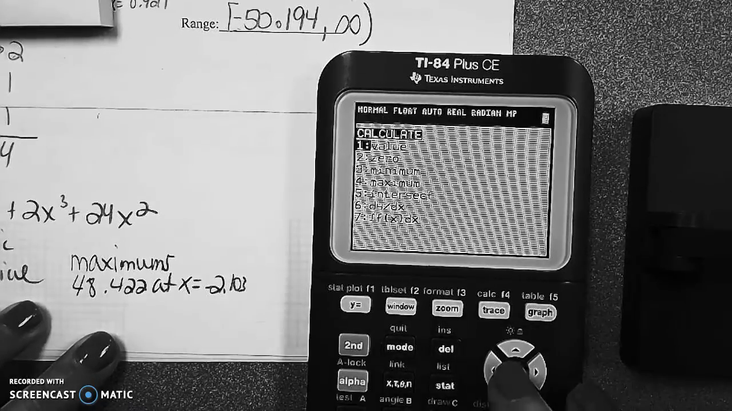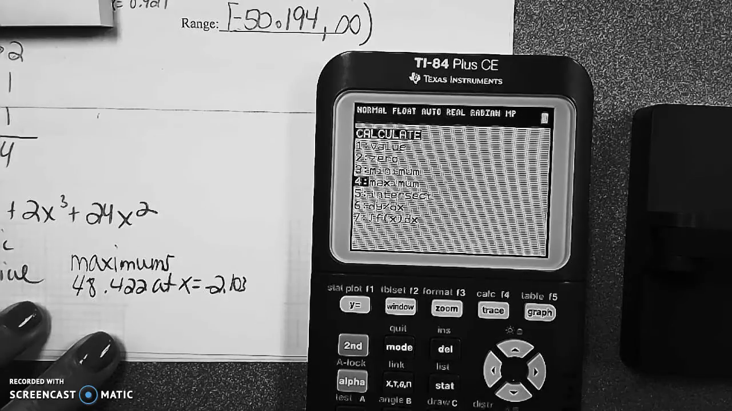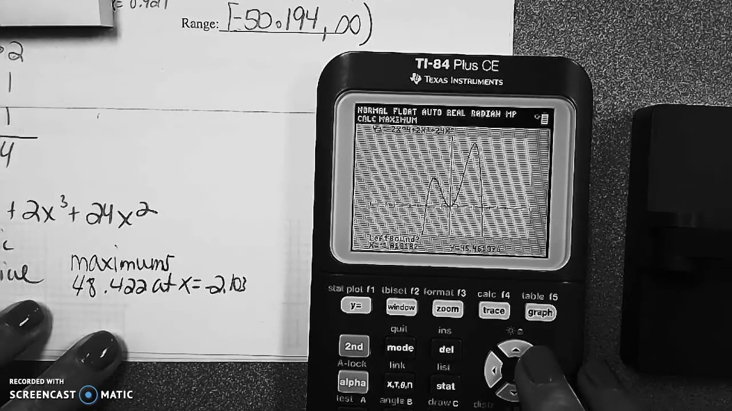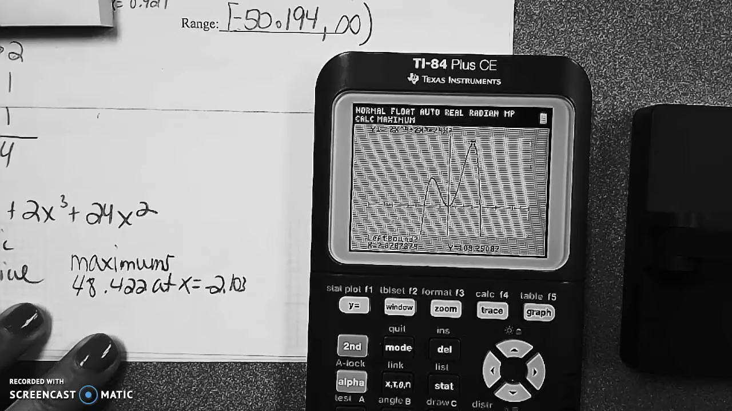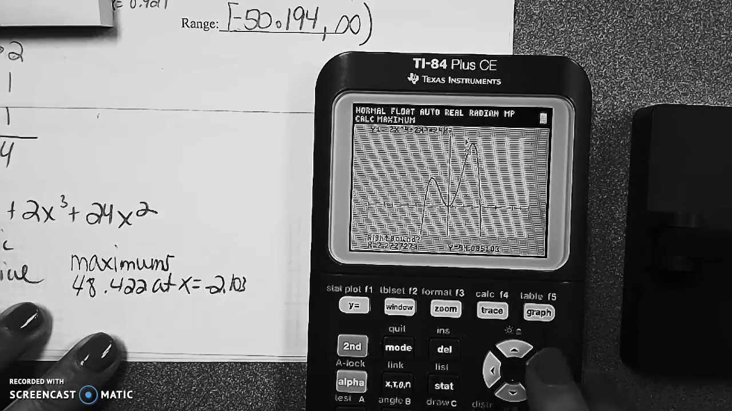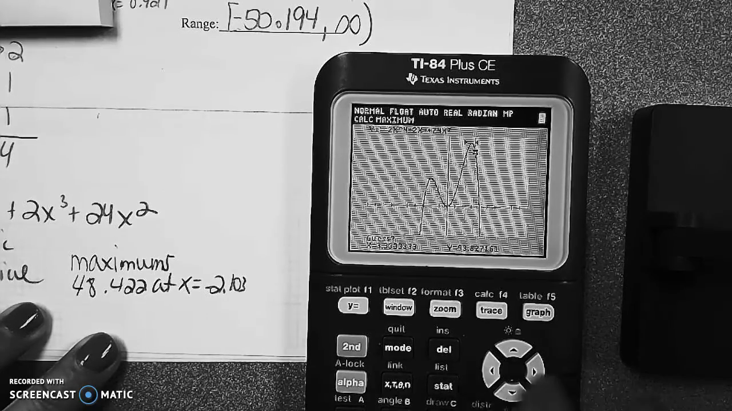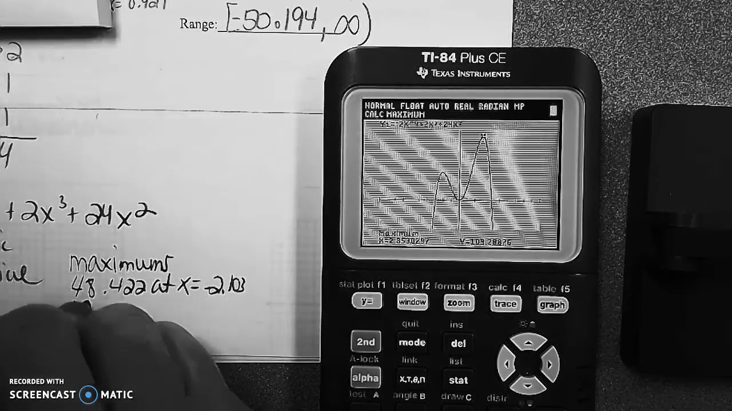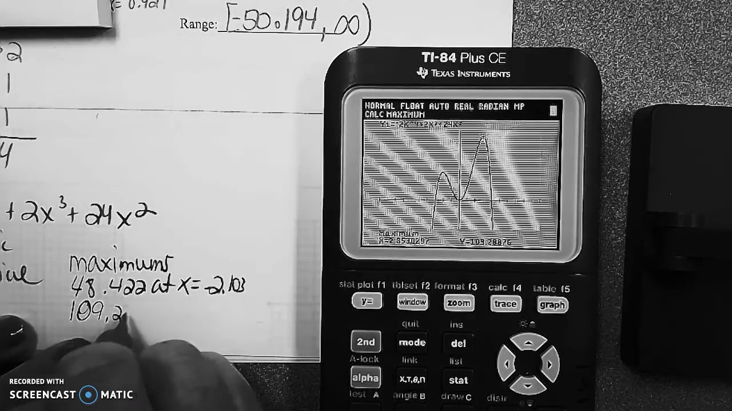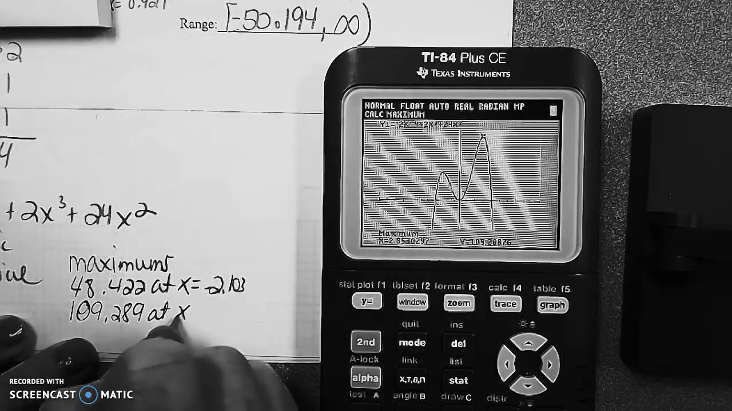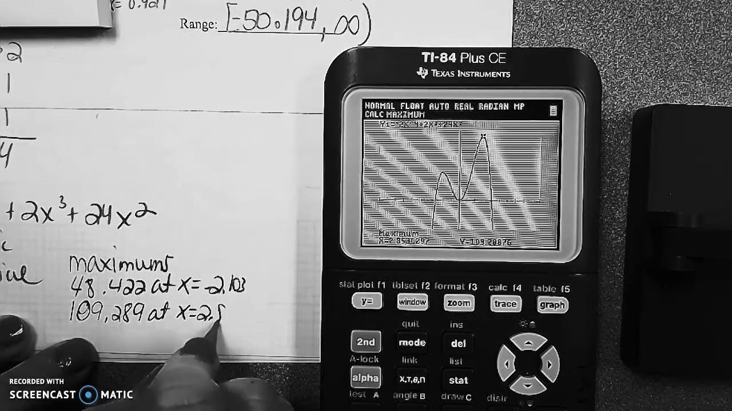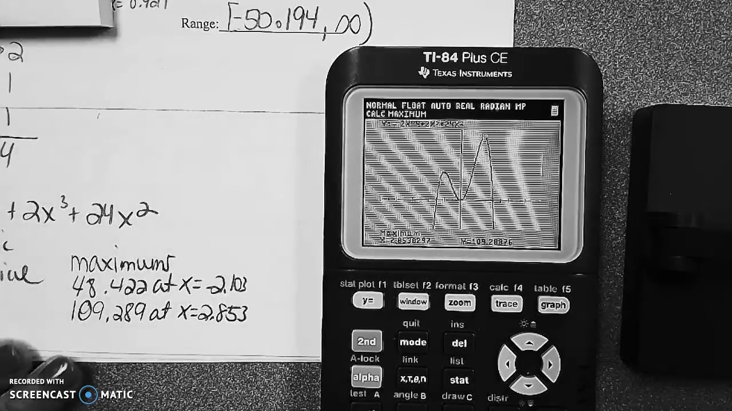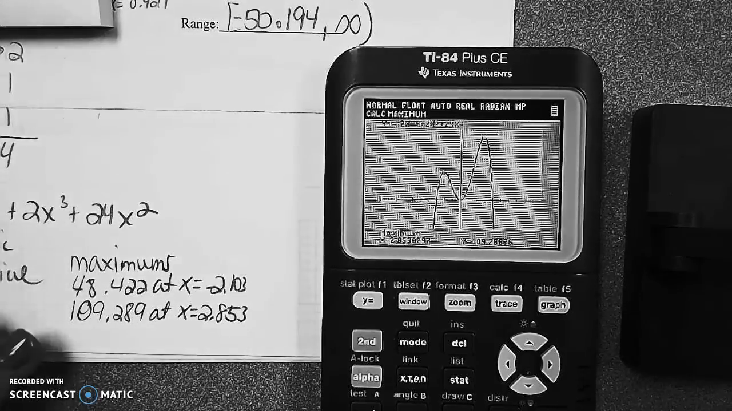Okay, what's our other maximum? Second trace, max. I like to orient my calculator on top of that maximum. Left bound, hit enter. Right bound, hit enter. And then enter one more time. The other maximum is 109.289 at x equals 2.853. Notice I rounded to 3 decimal places there.